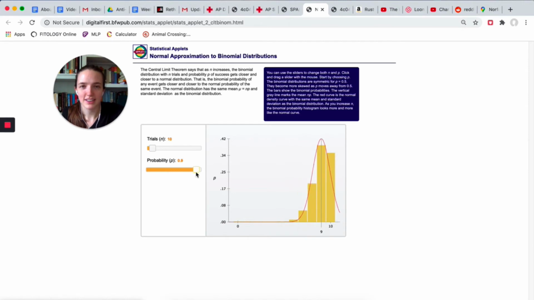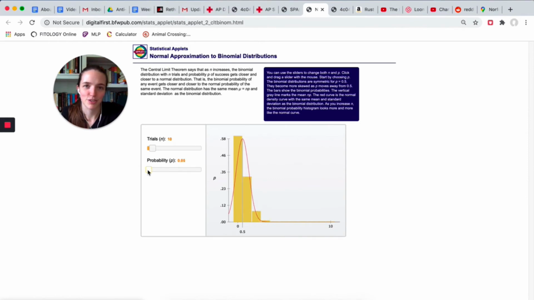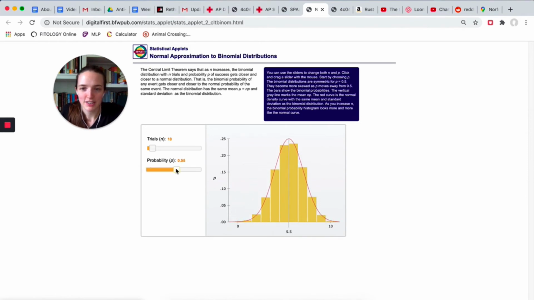Now it's actually getting less and less normal, so you can see if I get too far this way, now it's skewed left. And I bet the same thing would happen if I move the probability all the way to the left. Now it's too skewed right. So the probability needs to be somewhere around the middle, around 0.5, and then I get something that looks pretty normal. Let's see what happens if I increase the number of trials.